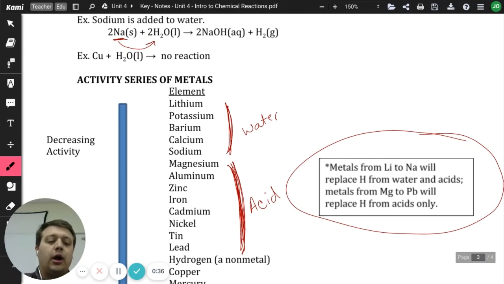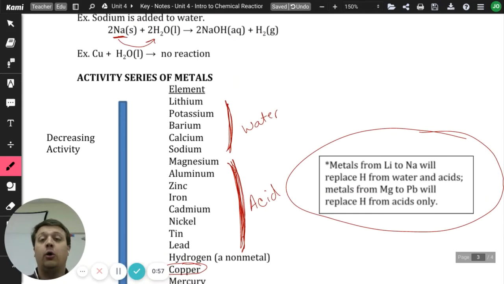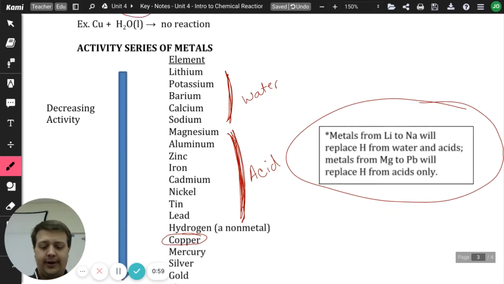Okay, all right, so now let's take a look at this next one. It says I'm taking copper and it's trying to replace hydrogen in water. And so we come down here and we find that copper is right here, which is actually below hydrogen. And so as a result, since it's got less activity, it's lower on the activity series, there will be no reaction. All right.